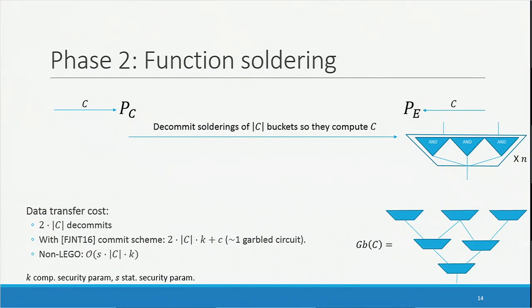And the highlight here is that the data transfer cost in this phase is actually very low. It's comparable, using the previous commitment scheme, to sending a single garbled circuit. And as opposed to the non-LEGO protocols, you actually send all the garbled circuits in this phase.